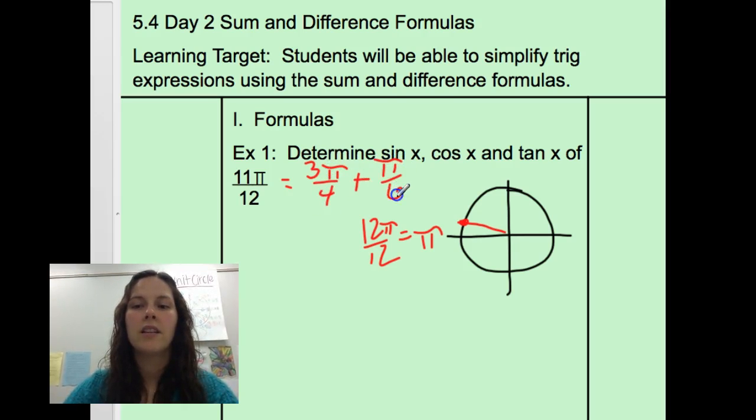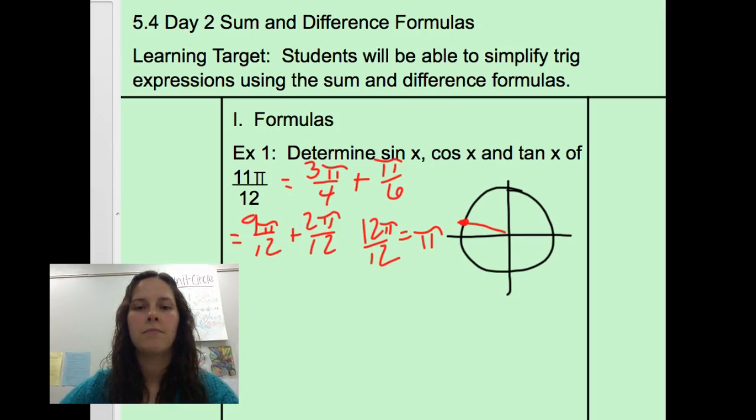over 6. So when we get a common denominator with each of those, 3 pi over 4 would be 9 pi over 12, and pi over 6 is 2 pi over 12. So those worked out to give me the 11 pi over 12. And then we're going to set up our sum and difference formulas.